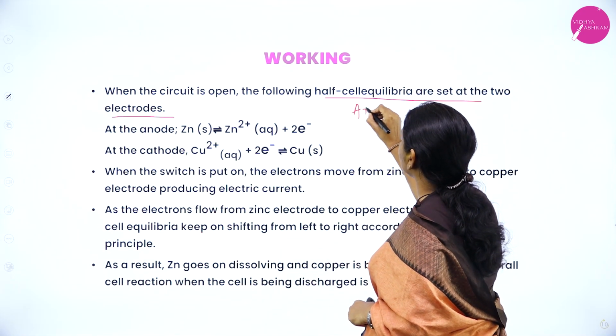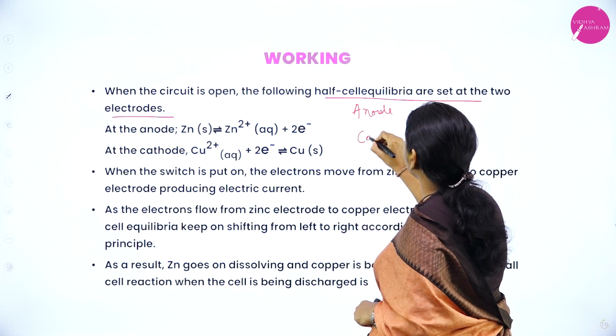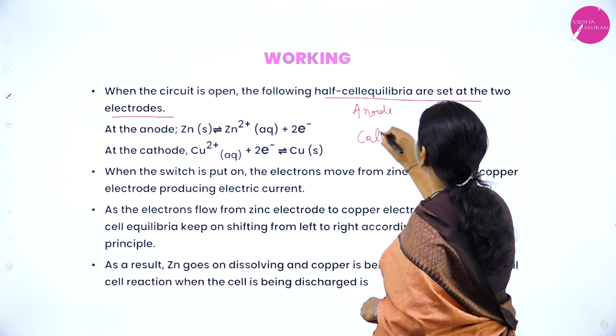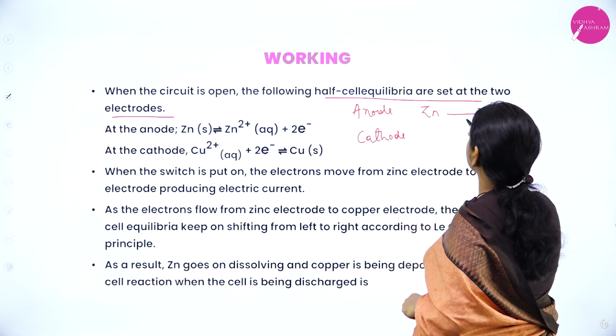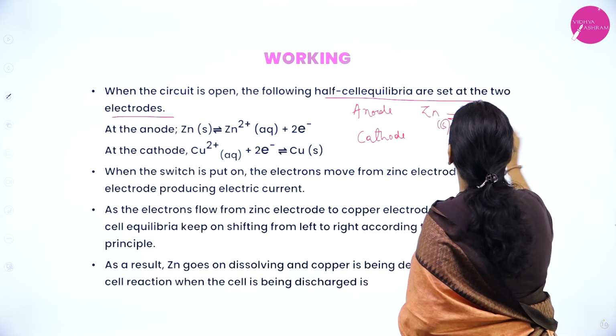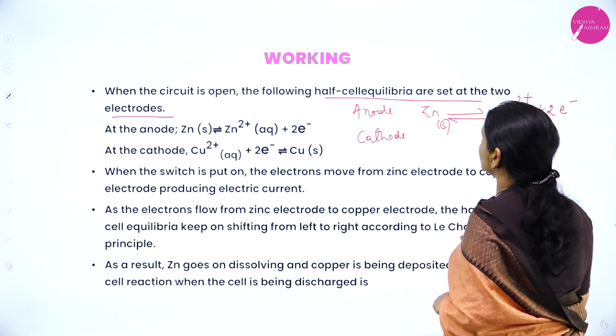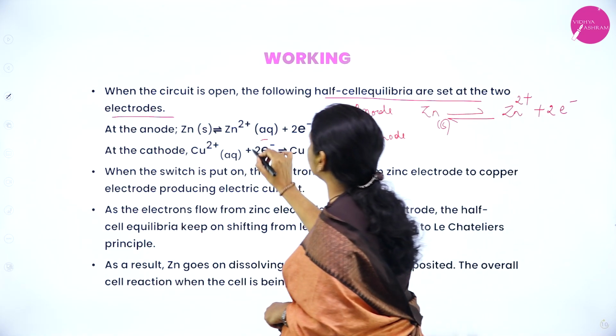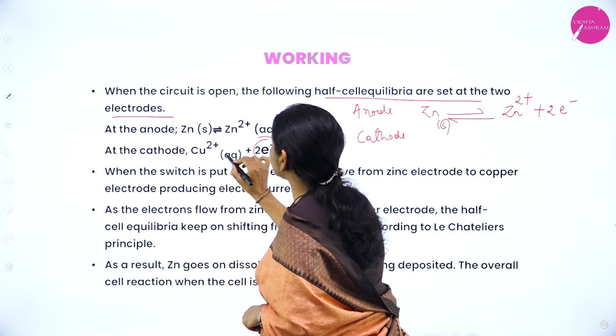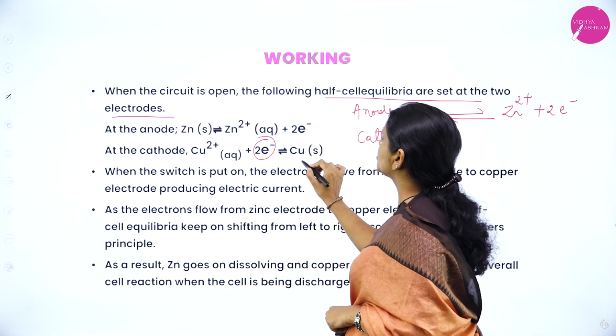Already you know that anode is zinc, anode as well as what? Cathode. At anode, oxidation takes place. Zinc in solid form loses 2 moles of electrons and gets oxidized to Zn2 plus ions. These electrons are taken by Cu2 plus ions in aqueous medium and get reduced to copper.